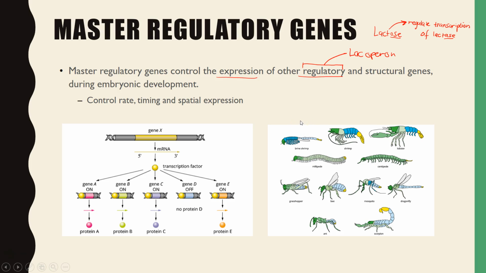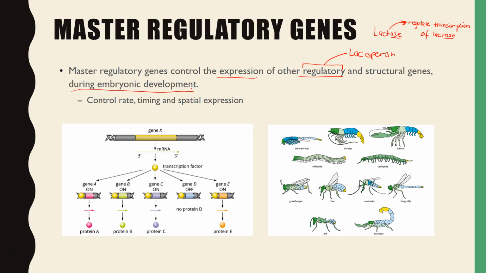So master regulatory genes control the expression of regulatory genes. Specifically, an example that we've already learned is the lac operon, where the lac operon is regulated by the lactose sugar, and the lactose sugar will regulate transcription of lactase. So a master regulatory gene controls the expression of structural genes during embryonic development.